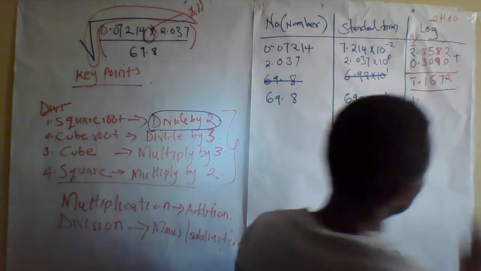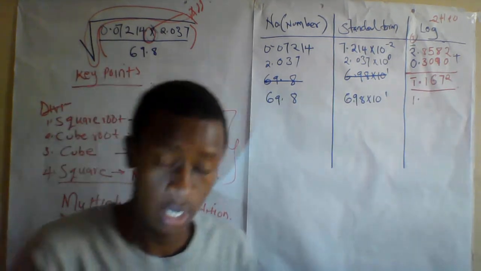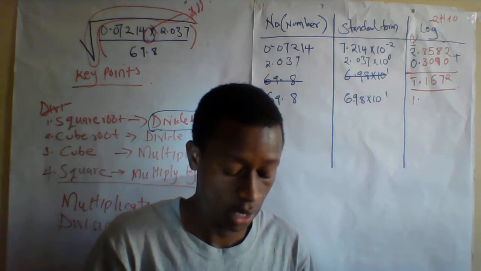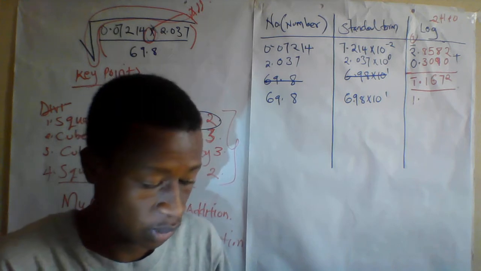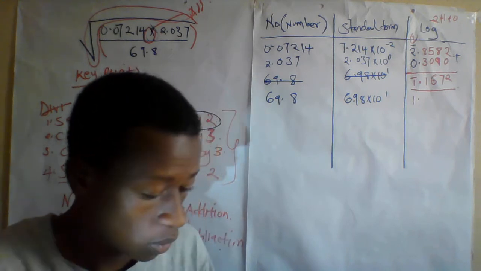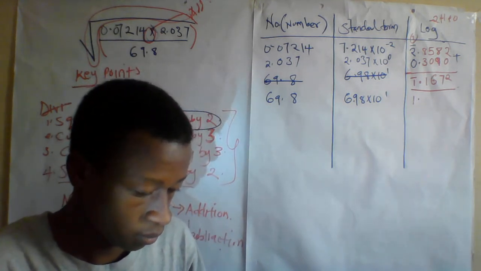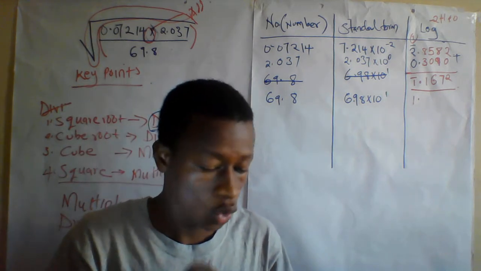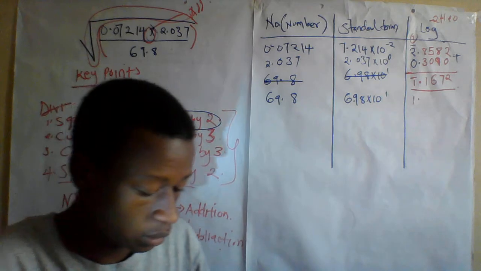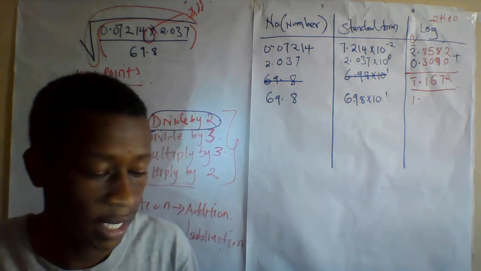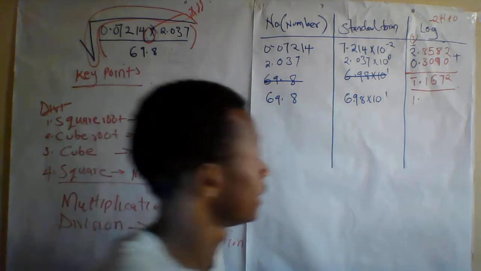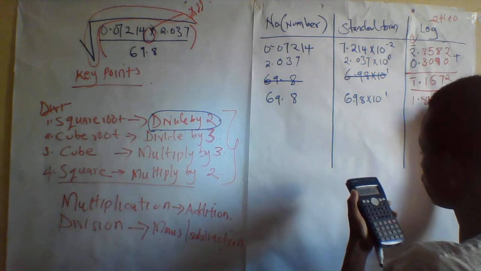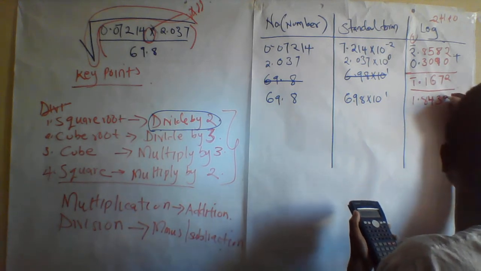So you have the 1 point. Let's look at the logarithm of 6.98, which is 8439. That is 8439.